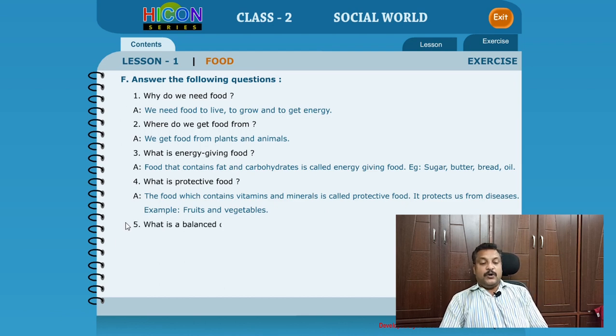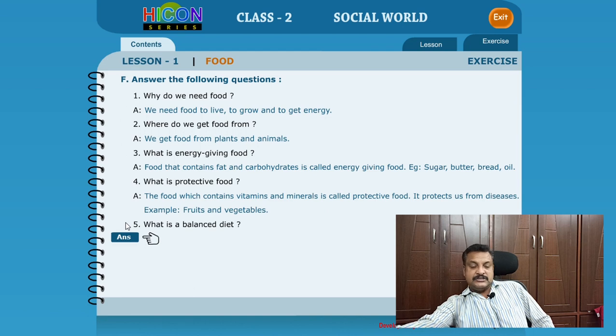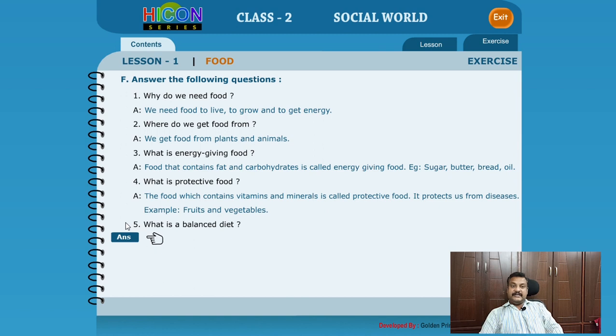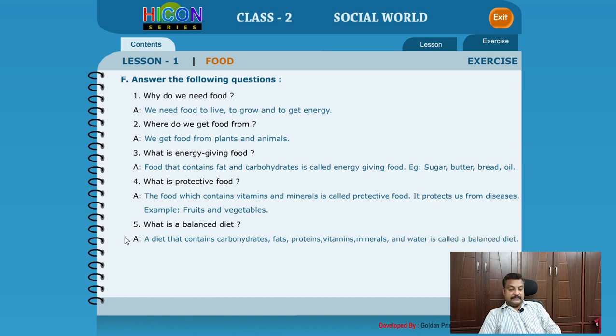Fifth question. What is a balanced diet? In the lesson we saw we should eat a balanced diet. So what do you mean by a balanced diet? A diet that contains carbohydrates, fats, proteins, vitamins, minerals and water is called a balanced diet. A diet of food that contains carbohydrates, fats, proteins, vitamins, minerals and water is also there. Then it is called a balanced diet.